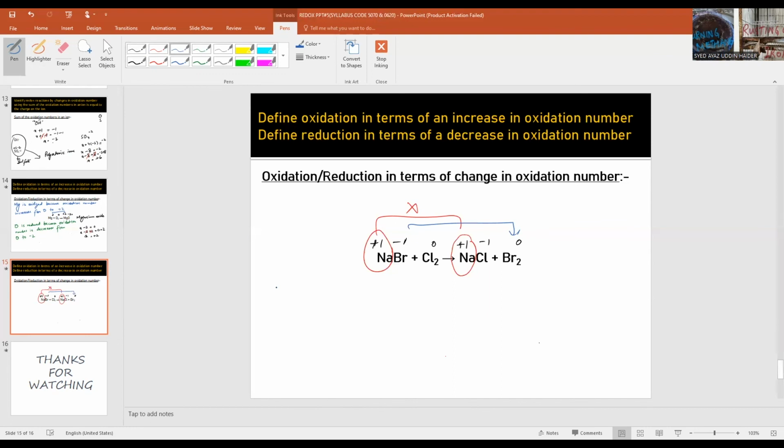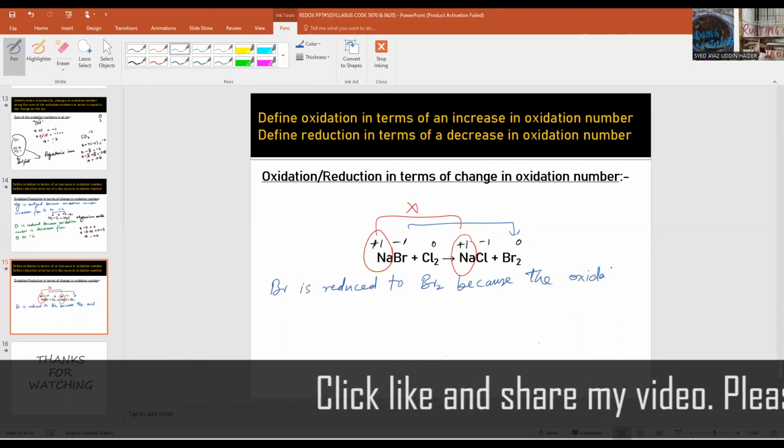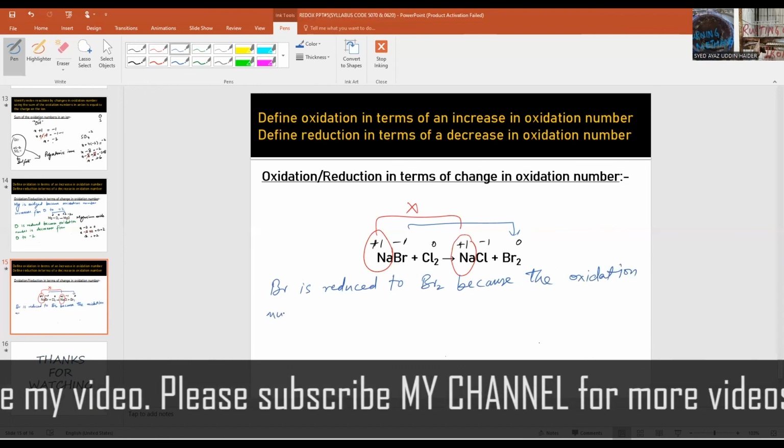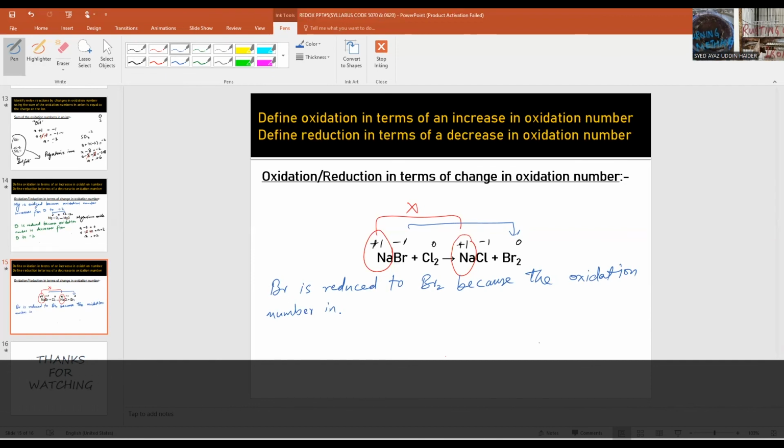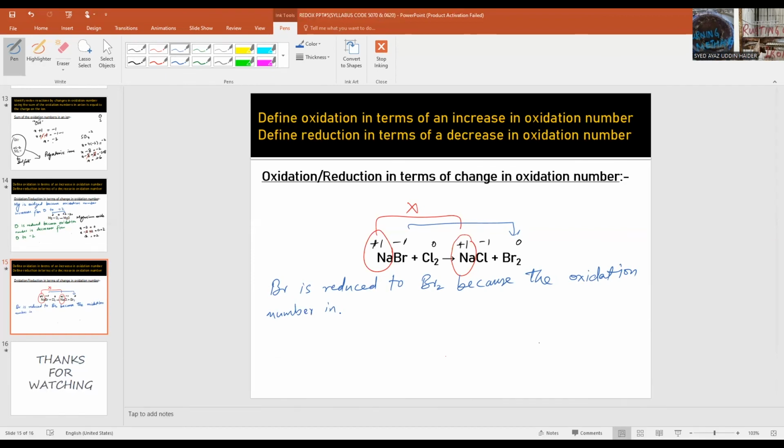Sorry, Br is oxidized. It's not reduced, it's oxidized because the oxidation number increases from -1 to 0.